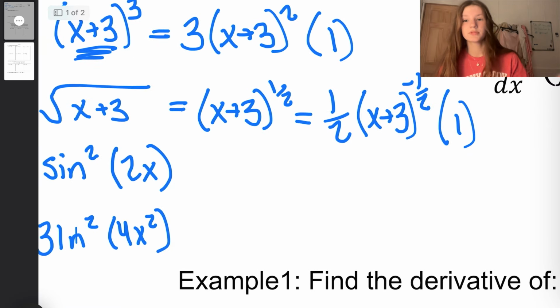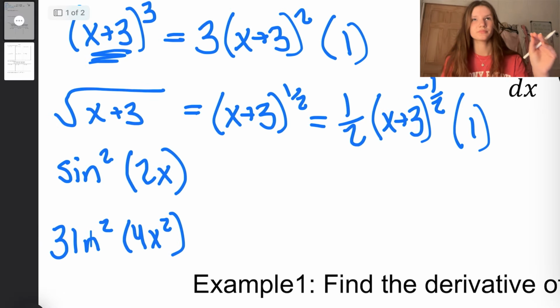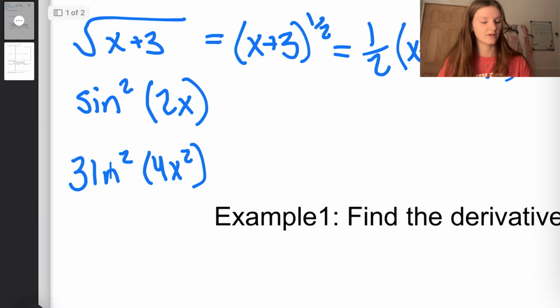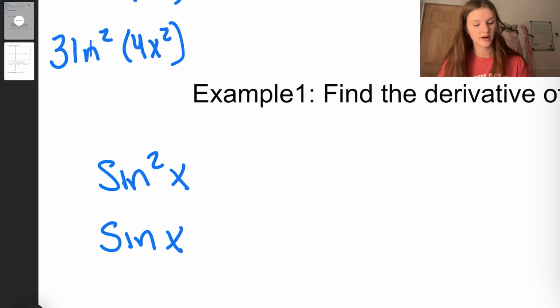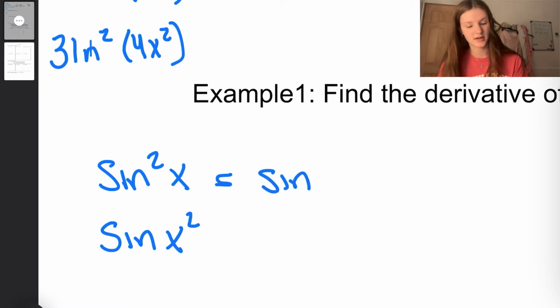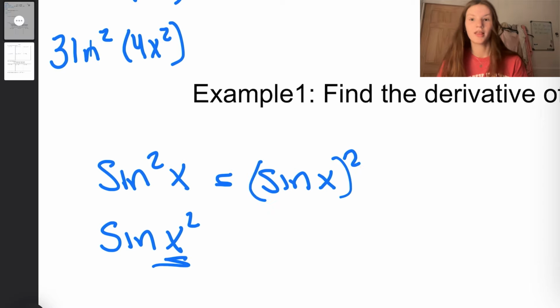Now this one gets a little bit trickier. This is like another thing I want to go over. If it's sine squared of x or sine of x squared, what's the difference? This is equal to sine of x squared. This is just the x being squared. That I got confused on. Good thing to know that.